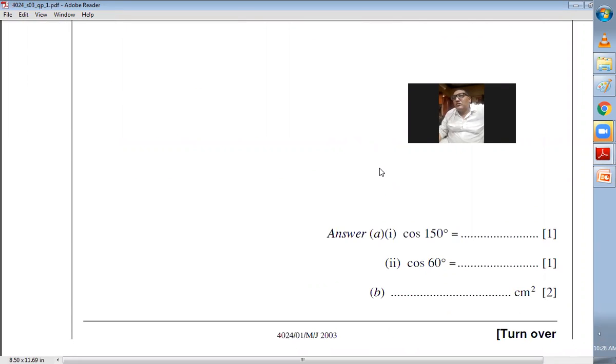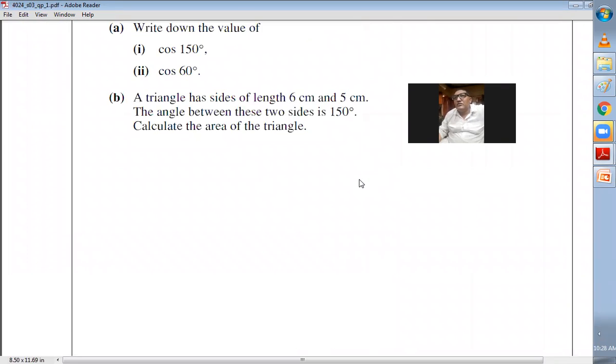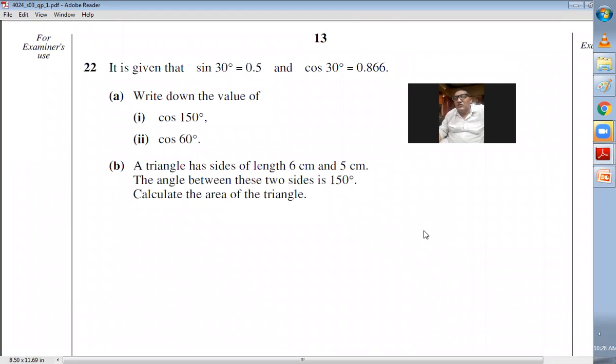How much mark is 1, 1, and 2? So this question 22 is showing up on your screen. He says that the sine 30 is equal to 0.5 and cos of 30 is 0.866. Write down the value of the cos 150 and cos 60.